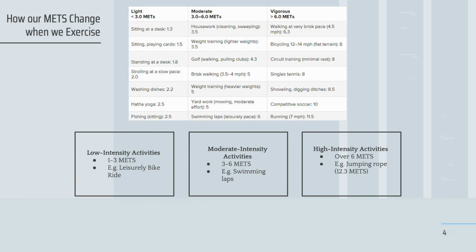Moving on to moderate intensity activities, these involve 3 to 6 METs, and these include things like swimming laps, doing housework, and weight training. High intensity or more vigorous activities have over 6 METs, and these involve running, jumping rope, playing competitive sports, etc. It's important to note that how intensely you perform the activity will impact your MET score. So one activity can have different scores depending on how vigorously you perform it. And you can also refer to the table for other activities as well.